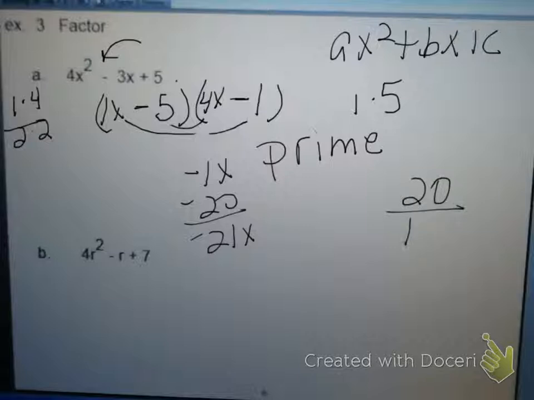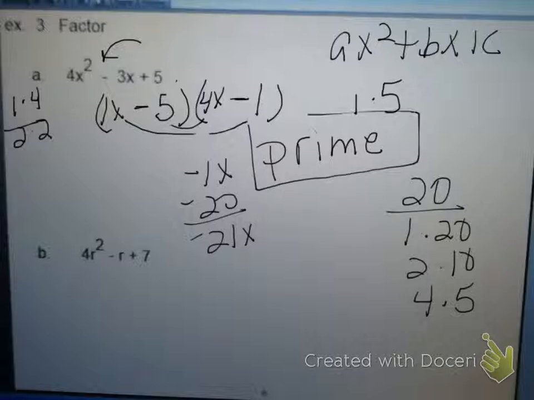Now let's list all the factors of 20. Now let's look. If I was going to factor, the signs would be the same. Are there any factors of 20 that add up to get the middle term of 3? No, there are not. So it is prime. So nothing factors.